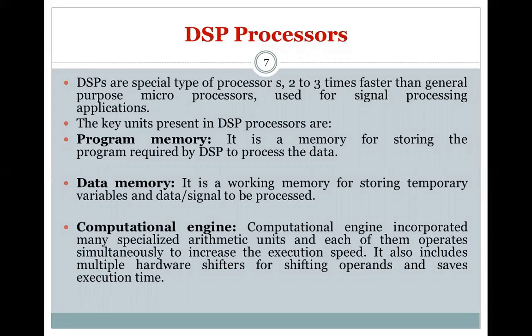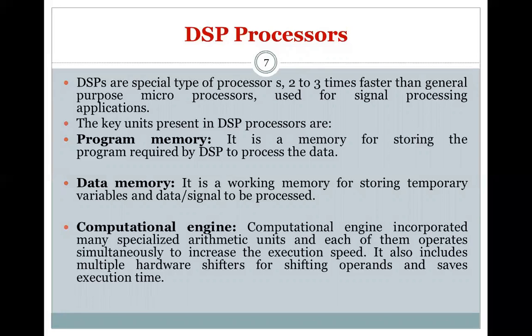DSPs implement algorithms in hardware, which speeds up the execution, whereas general purpose processors implement the algorithm in software. And the speed of execution depends primarily on the clock of the processors. That is one major difference. Then DSP processors generally use program memory. It is meant for storing the program or program data, and the other memory is data memory. The main purpose of this data memory is storing temporary variables, that is the data or signals to be processed. It is also named working memory.